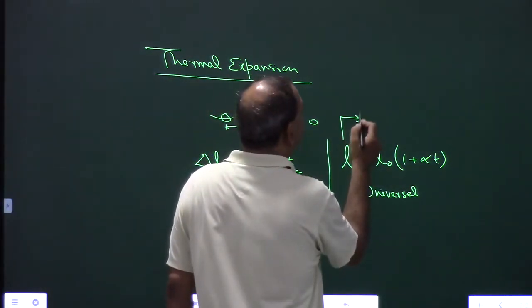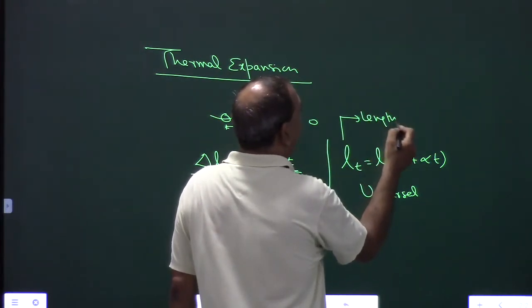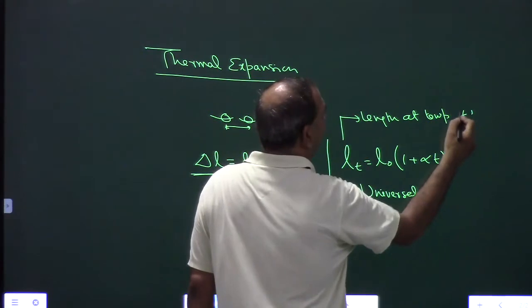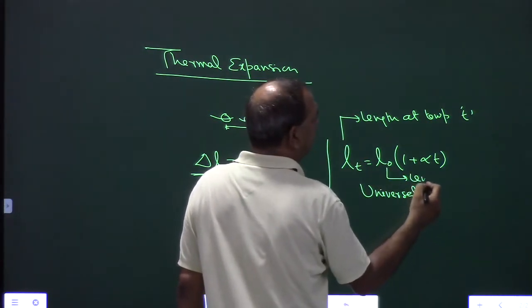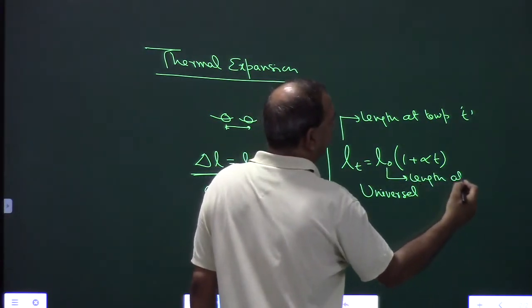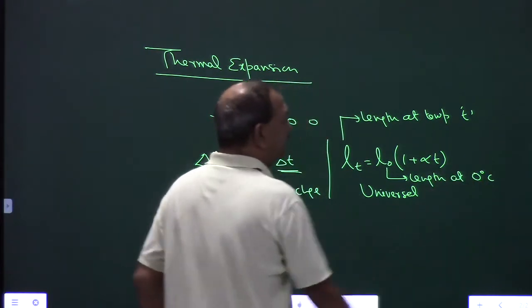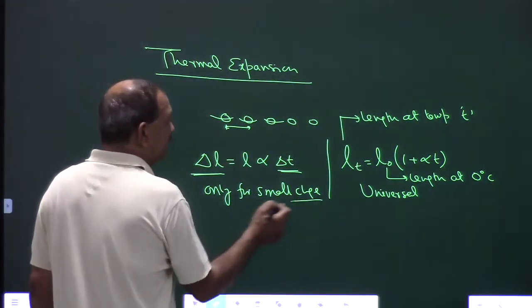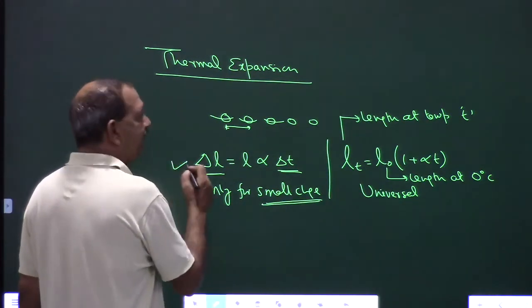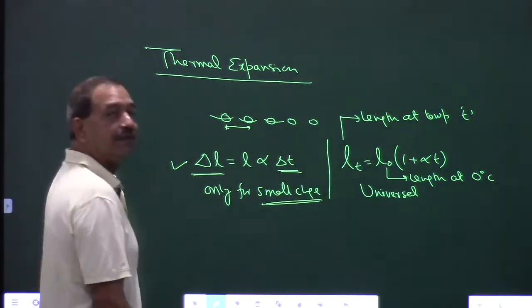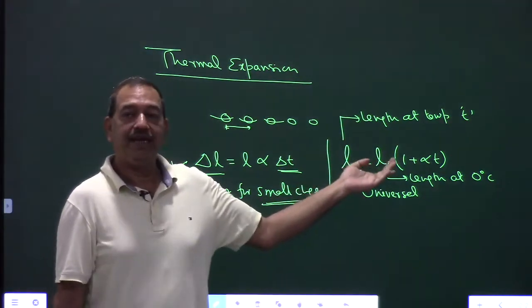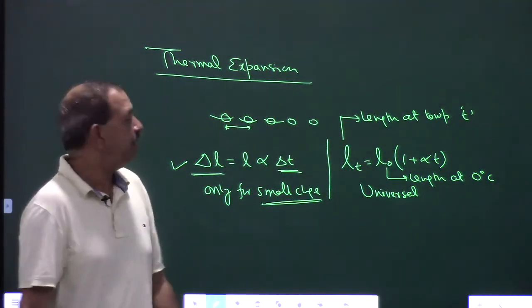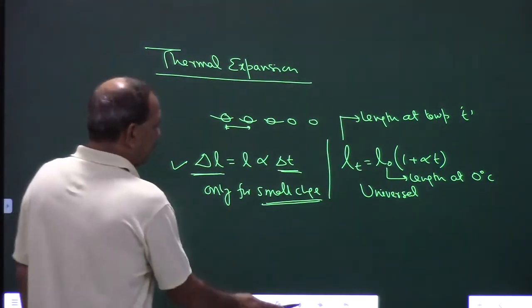This is length at temperature T, and this is length at 0 degree C. So while you are applying the relation, you need to take care that if there is a small change, then apply this, otherwise go for this. That is the universal formula, right? This can be applied for any type of change, a small change, large change, whatsoever, right?